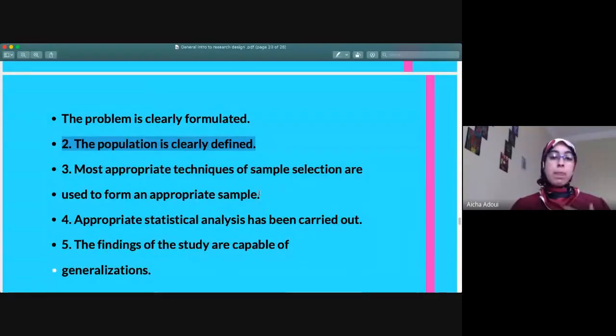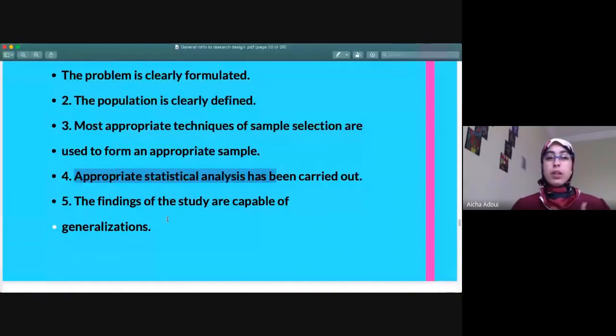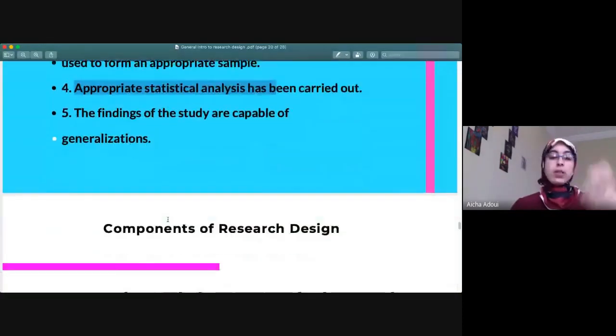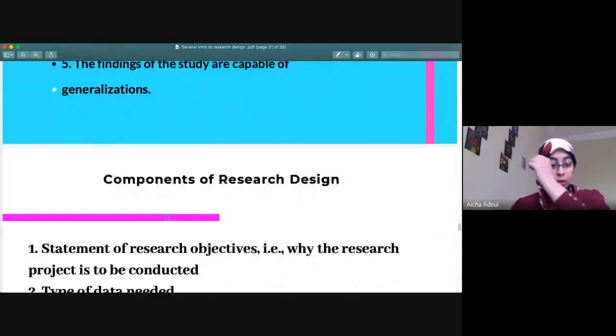The third thing, most appropriate technique of sample, again, the sampling method. How are you going to sample this population? Is the form of sampling appropriate or not? Again, using statistical analysis or analyzing those results, how are you going to do that? How are you going to carry out the analysis phase? The findings of the study, are they capable of being generalizable or not? Again, you ask yourself a group of questions throughout the process of the research design or the research in general.